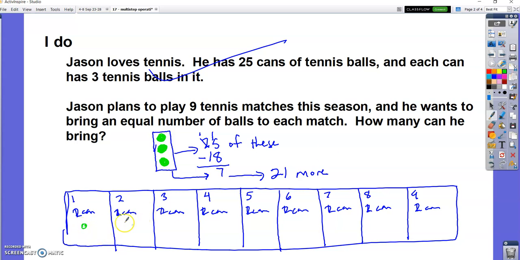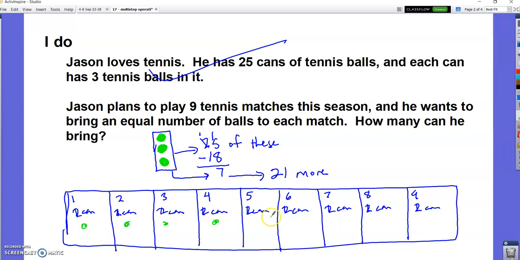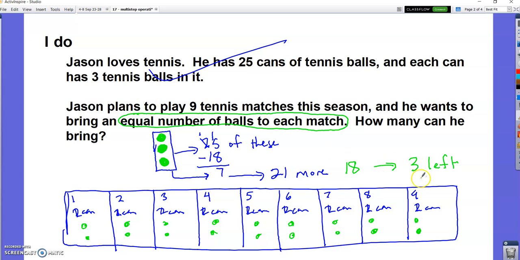So here we go. 1, 2, 3, 4, 6, 7, 8, 9, 10, 11, 12, 13, 14, 15, 16, 17, 18. And I can't go again, right? So I've used 18 up, so I'm down to like 3 left. And if he wants to bring the same number to each match, looks like we can't use these 3. So I guess he's just going to have to keep these 3.